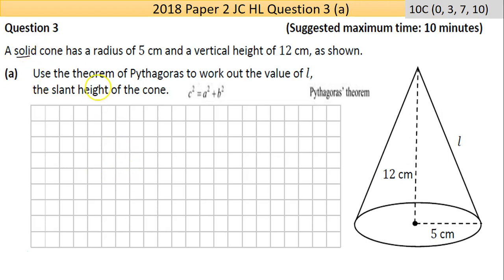Part A says use the theorem of Pythagoras. I've written it out here, taken directly from the maths tables. I personally always go h squared, hypotenuse squared, but that's just how I was raised. It's all the same thing. So the longest side squared equals the sum of the squares of the other two sides.